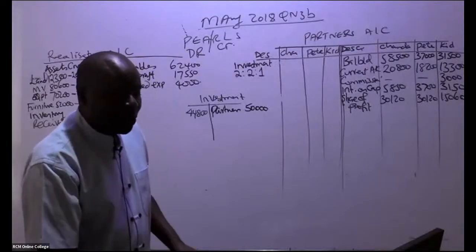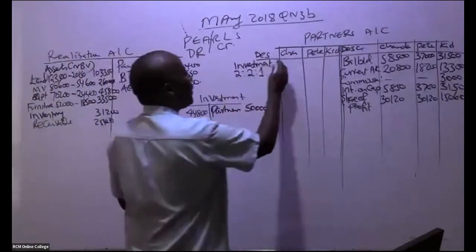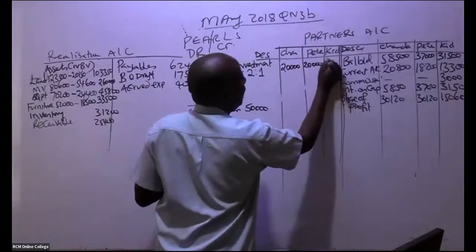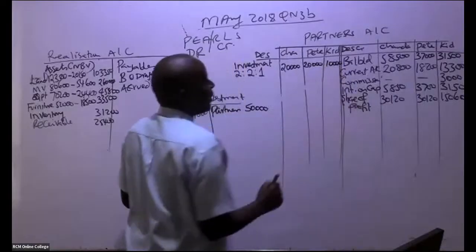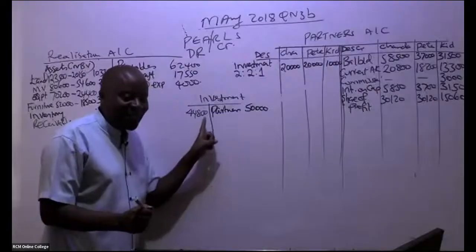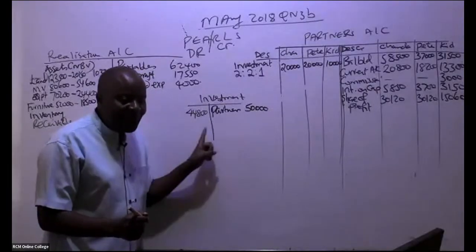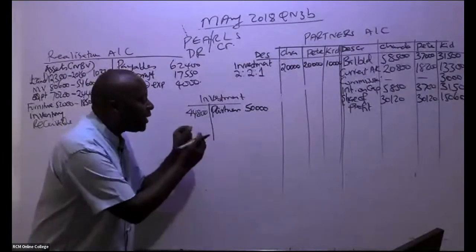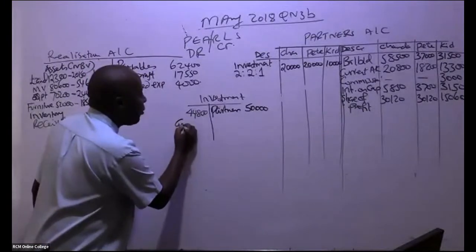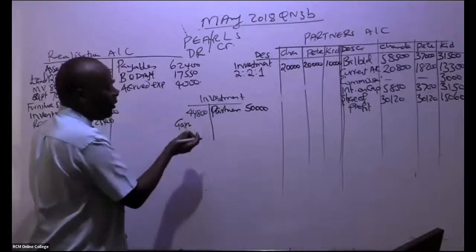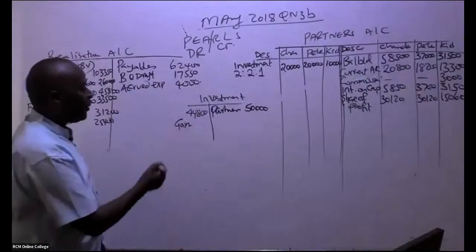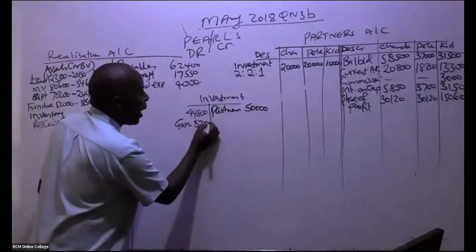So this gives us 20, 20, 10. This gives us 20,000, 10,000 like that. But now remember, these partners made a profit in the process. There was a gain on this investment. So this gain, you come and mention here the gain. What is the balancing figure? The gain on the investment is 5,200.